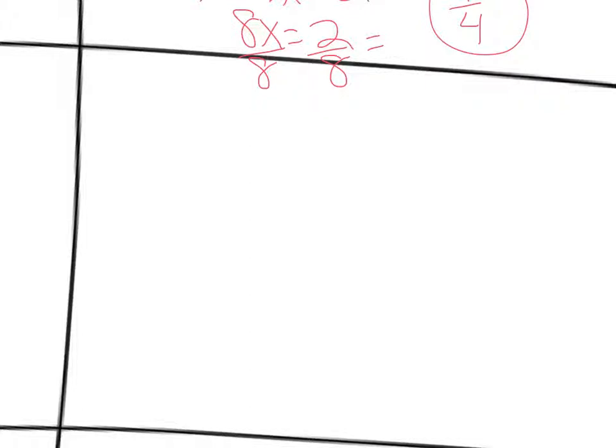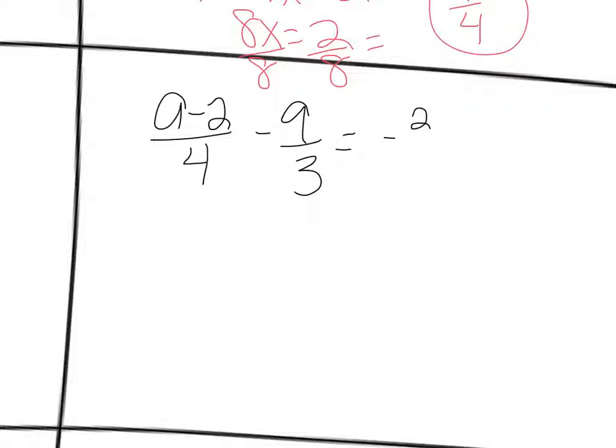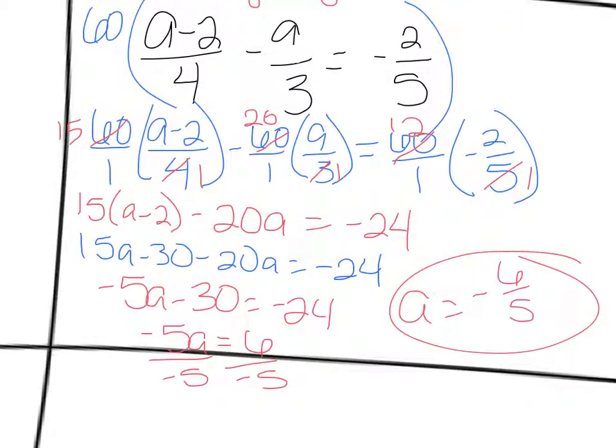I want you guys to try a minus 2 over 4 minus a over 3 equals a negative 2/5. It's an a. You should have ended up with a negative 6/5.